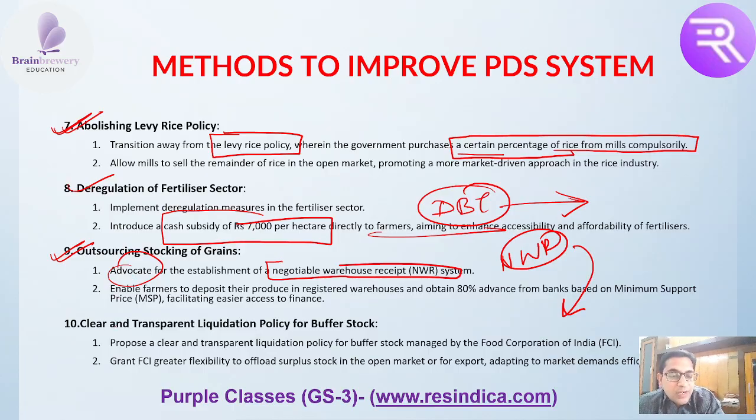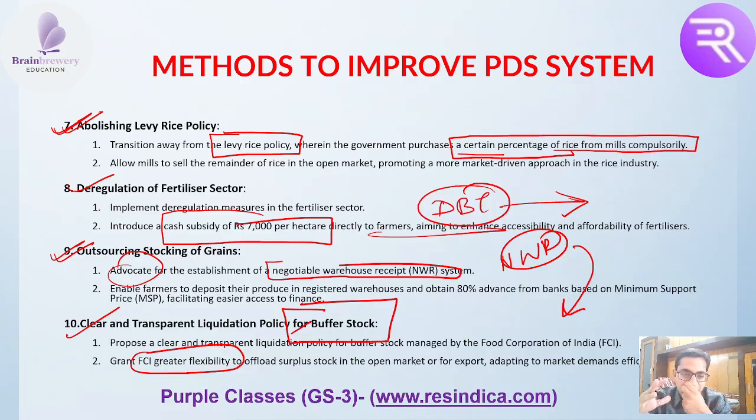Then the Shanta Kumar committee said there should be a clear, transparent liquidation policy for buffer stock. Liquidation means what we have to do with the buffer stock. A transparent liquidation policy for buffer stock management in the FCI. So FCI has been granted very good flexibility in how they can offload their surplus stock in the open market, or they can export.